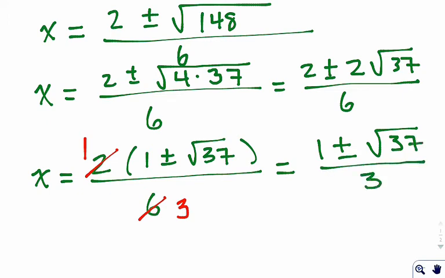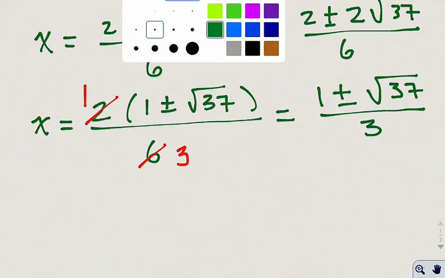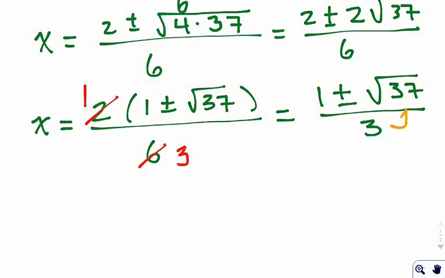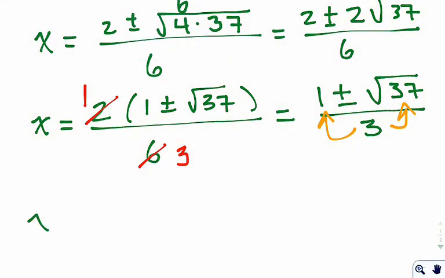So that is one way to write this answer. Another possible way to write it is to divide the 3 into the numerator. The 3 would need to be distributed into each term in the numerator. So if we do that, we will end up with 1/3 plus or minus the square root of 37 divided by 3.